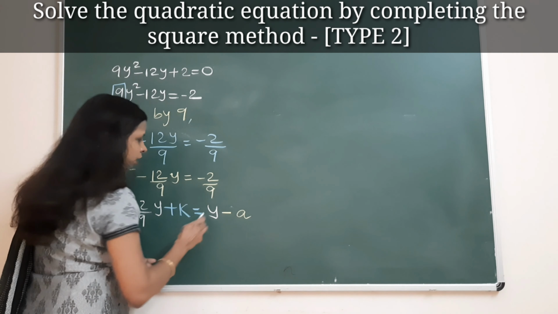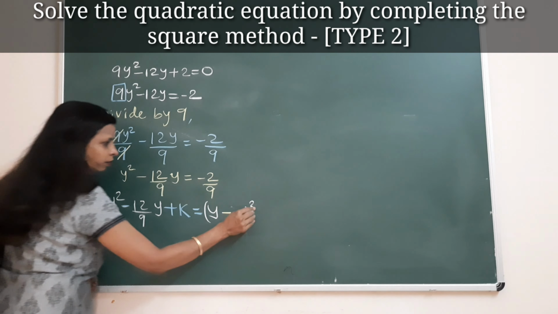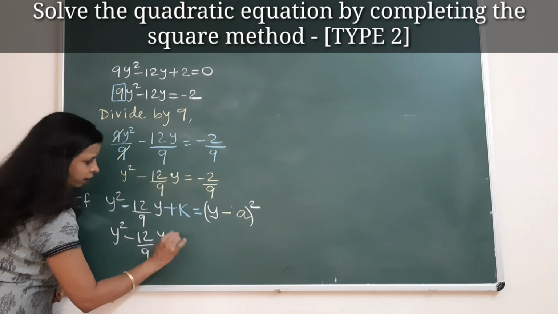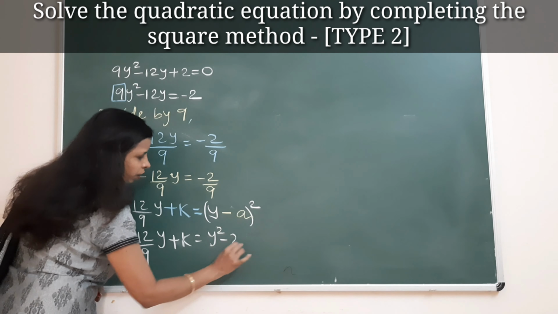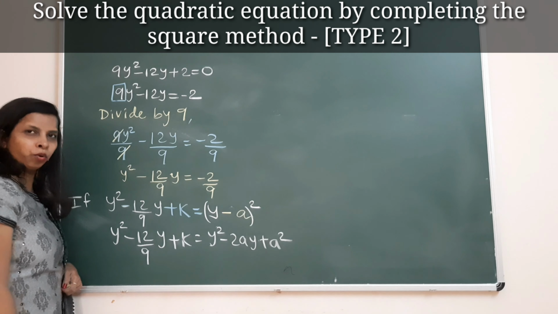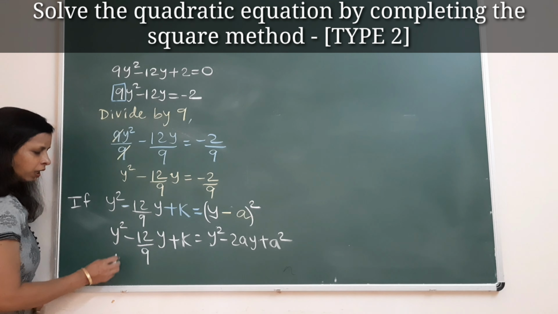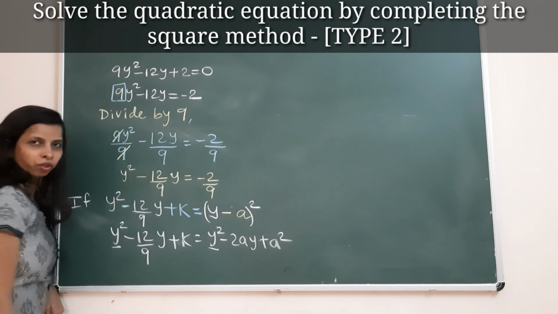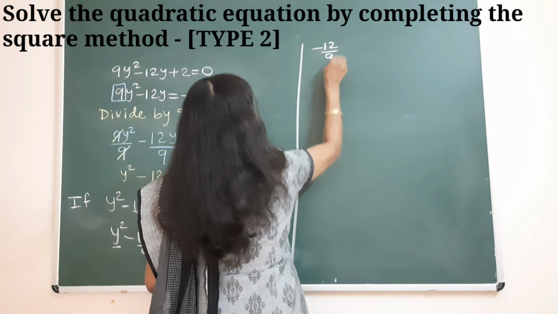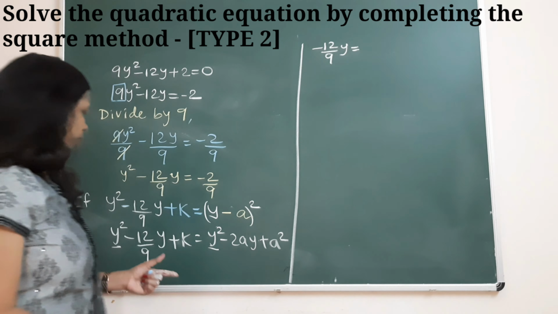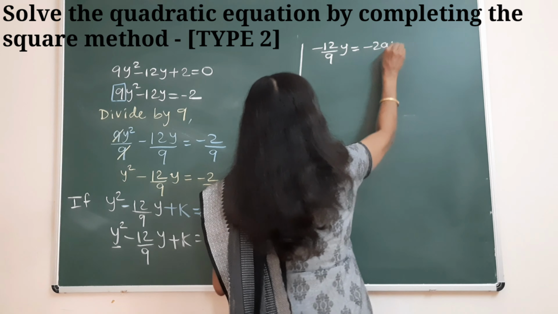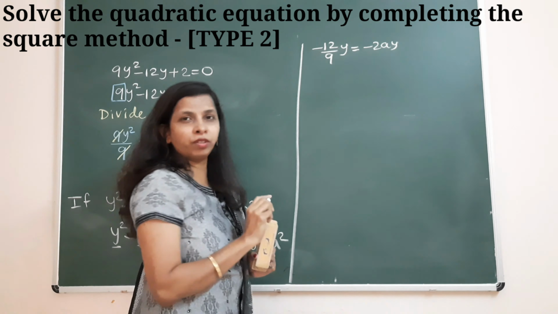So y square minus 12 upon 9y plus k is equal to y square minus 2ay plus a square, which is the a minus b the whole square formula. Now let us compare the terms. This is y square, this is also y square. Now compare these two terms: minus 12 by 9y is equal to minus 2ay. I am supposed to find out the value of a.